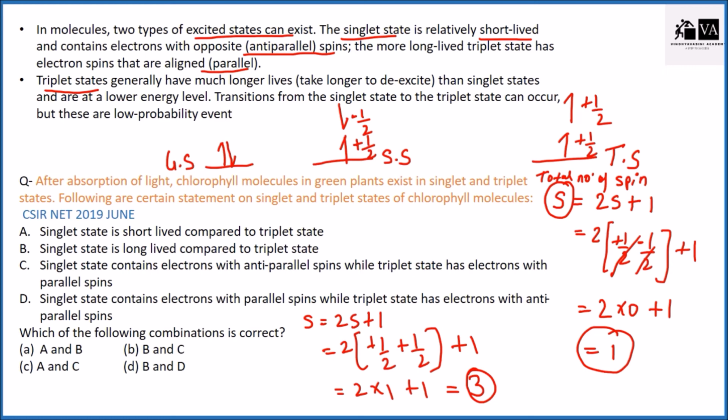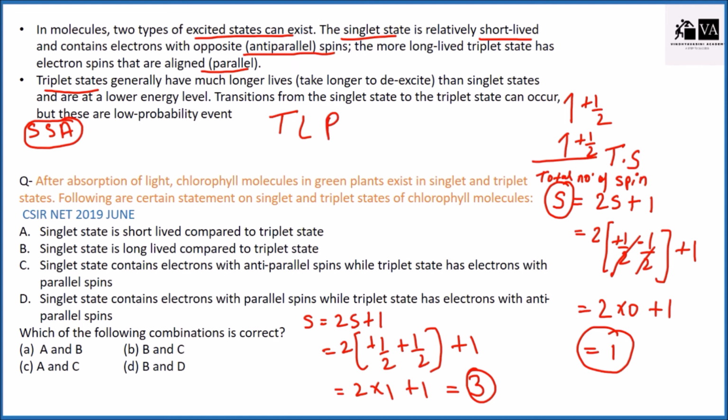So the singlet state is short-lived and antipolar. Whereas the triplet state is long-lived and polar. TLP, and SSA. So a question was asked in CSIR NET June 2019.